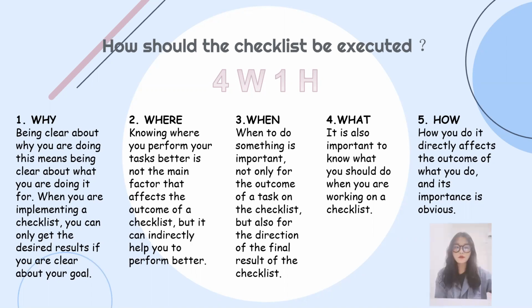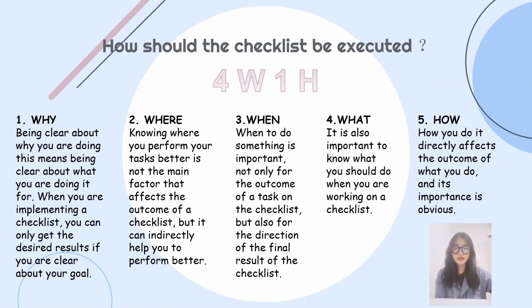The number two is where. Knowing where you perform your tasks better is not the main factor that affects the outcome of a checklist, but it can indirectly help you to perform better. Everyone has their own likes and dislikes, so you can work better while you feel relaxed. This is the effect that the environment has on a person and will affect the results of what you do to a certain extent. In addition, if you have many places to choose from at the same time, it is even more important to choose the right place for you.